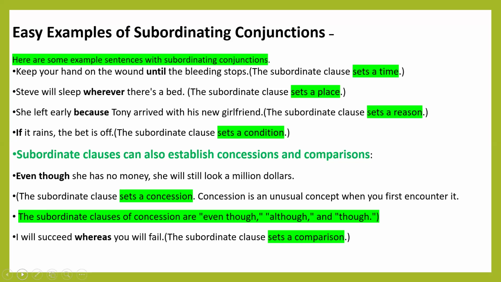Now some easy examples of subordinative conjunctions. Keep your hand on the wound until the bleeding stops. "Until the bleeding stops" is a subordinate clause which sets a time, indicating the time until the bleeding stops.